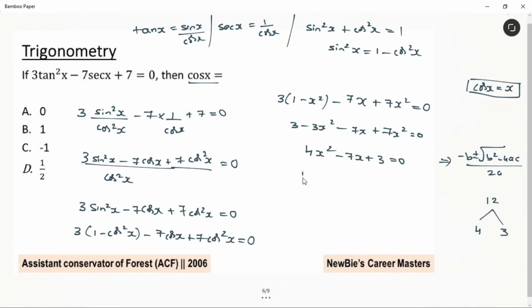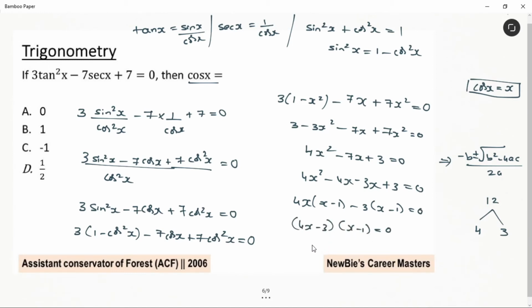See? 4x square minus 4x minus 3x plus 3 is equal to 0. Minus 4x minus 3x gives me minus 7x. Minus 4x into minus 3x gives me 12x square. Very simple. Okay, let's take 4x common: x minus 1. Here I can take 3 common: x minus 1 is equal to 0. Now, 4x minus 3 times x minus 1 is equal to 0.